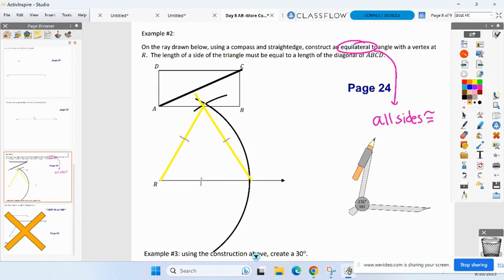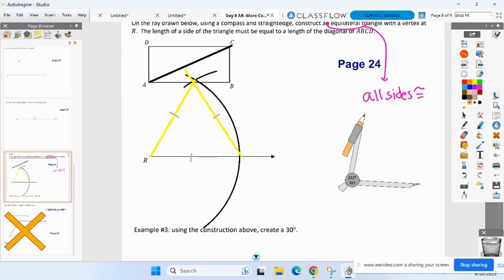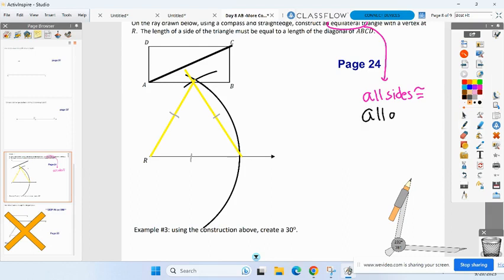Equilateral triangle. All right, next, right below, we're going to use this same construction now. Ooh, I want you to give me a 30-degree angle. How am I going to know it's exactly 30? Cormac, you told me that all sides were congruent, right? All right, let me expand on his definition now. All the sides are equal and also all angles congruent.